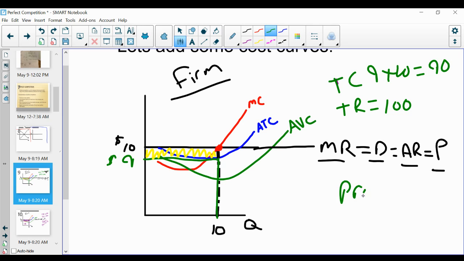So what is my profit? Profit is total revenue minus total cost. My total revenue is 100 minus my total cost of 90, so I'm making a whole $10. So that's how you would figure out your total revenue, total cost, and of course your profit for an individual firm.